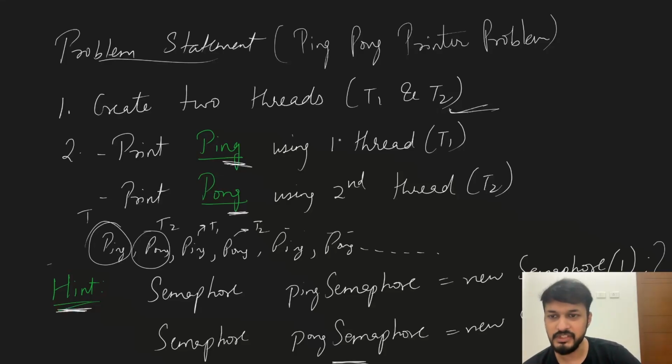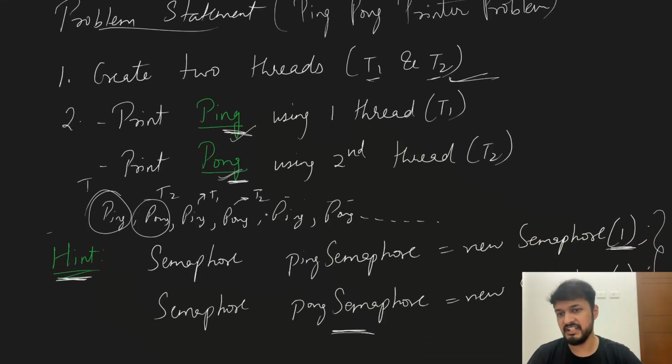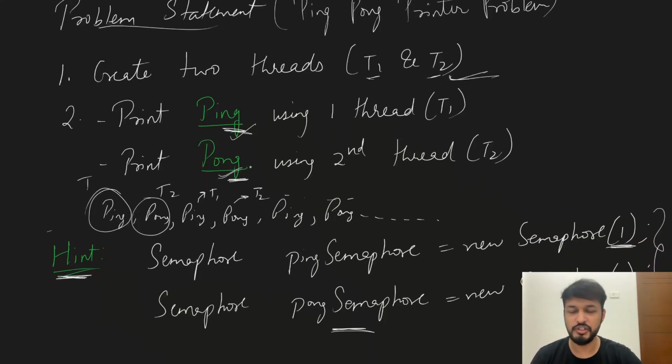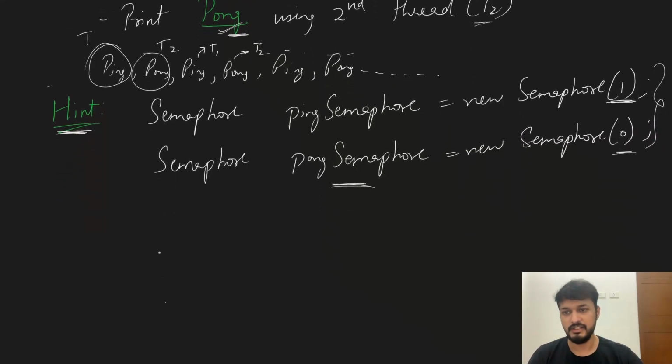In this problem, you have to create two threads. Let us name them T1 and T2. Using one thread, you have to print ping, and using another thread, you have to print pong. One of the restrictions here is that ping and pong should be printed alternately, and ping should only be printed using T1 and pong should only be printed using T2.